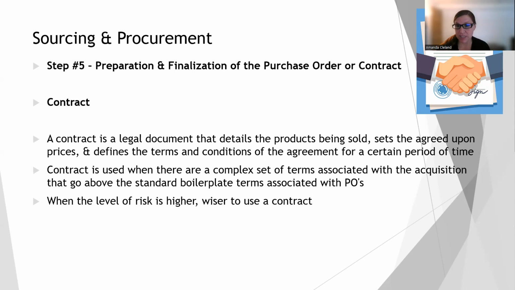Usually the terms and conditions on a PO are one page or less. If you have something more complex that requires a lot more legal documentation that is going to be multiple pages long, you're going to use a contract. When the risk level of the purchase or the acquisition is higher, it is a better idea to use a contract. So when the risk level is higher, the complexity is higher, the dollar amount is higher, usually it is wiser to use a contract over a purchase order or a PO.